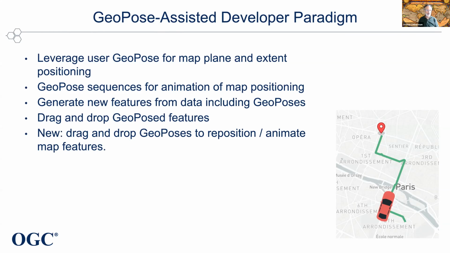And here's an idea. You can drag and drop those GeoPoses to animate map features. Say, okay, here's where it was then, here's where it is now, here's where it's going to be later. So this is just the start of new ways that you could use GeoPose to extend the web map paradigm, in some ways that are new, in some ways that are just recovering what cartography used to be able to do, but required the cartographer to sit in your phone and do that.